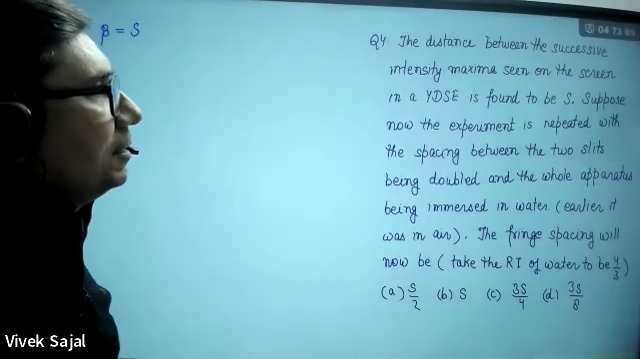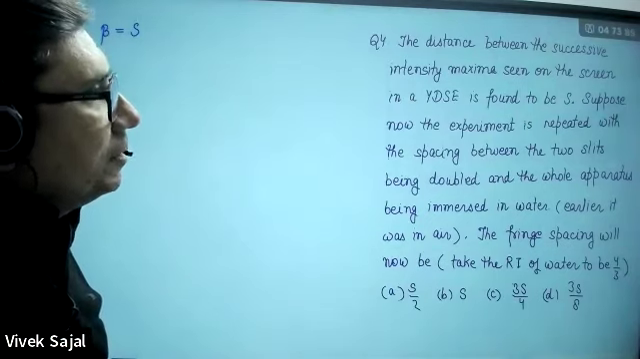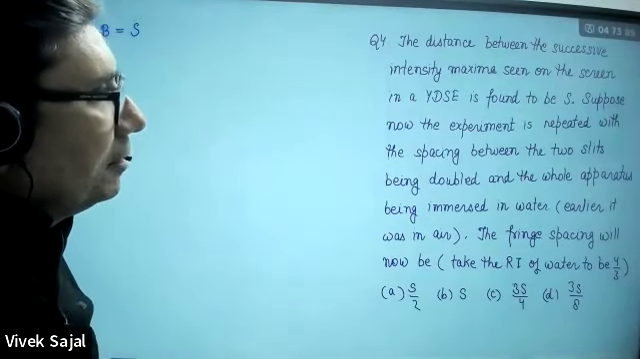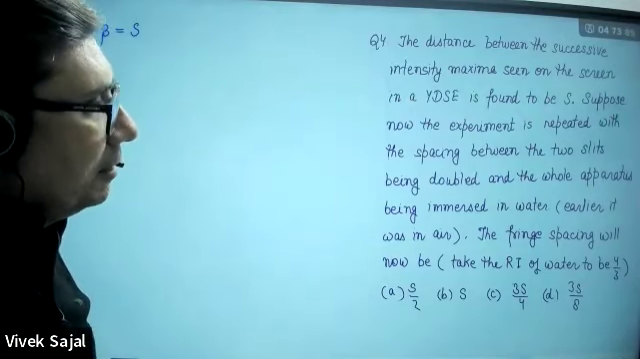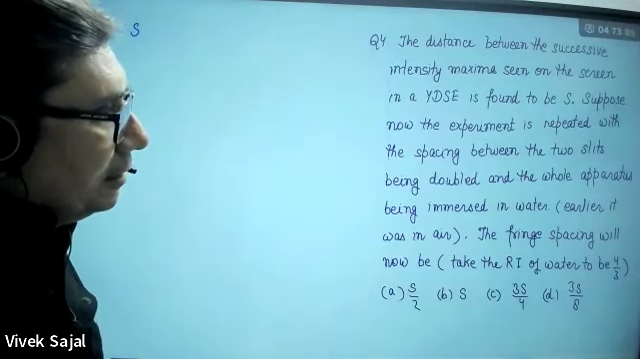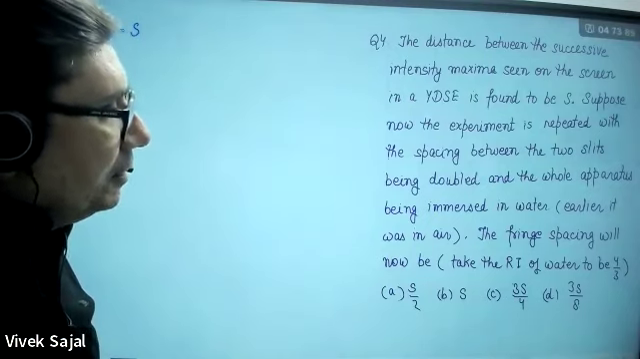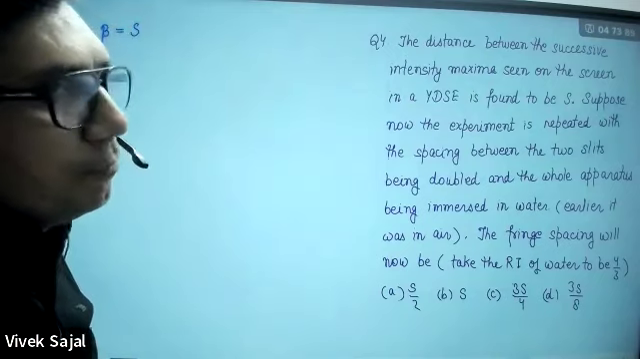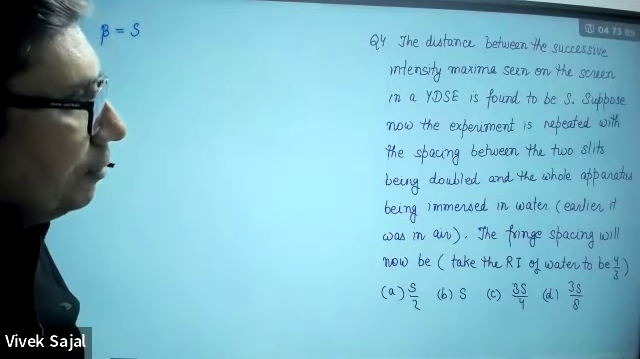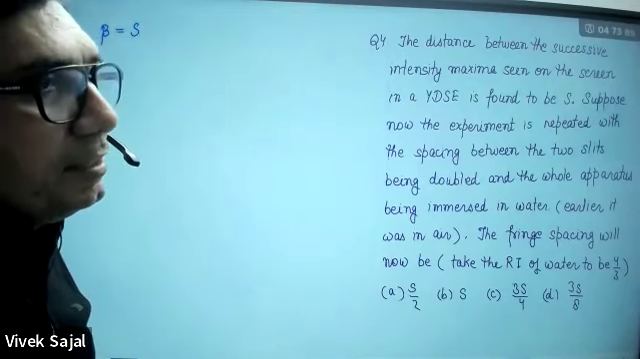Suppose now the experiment is repeated with the spacing between the two slits being doubled and the whole apparatus being immersed in water. Earlier it was in air. The fringe spacing will be, taking the refractive index of the water to be 4/3. You have to find the new beta, beta prime.